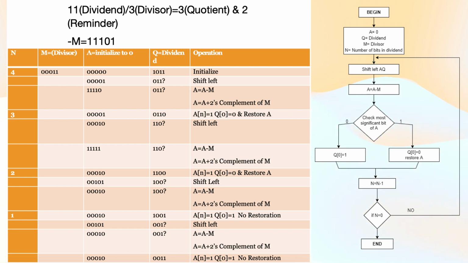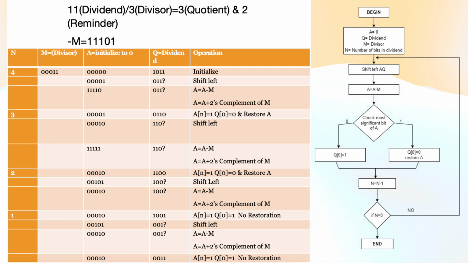Then after that we have to again perform the left shift operation, and after that A = A - M, and now the most significant digit of A is 0, so we just need to set the value of Q0 to 1, and no restoration is needed in this case. Then we decrement the value of n from 3 to 2.